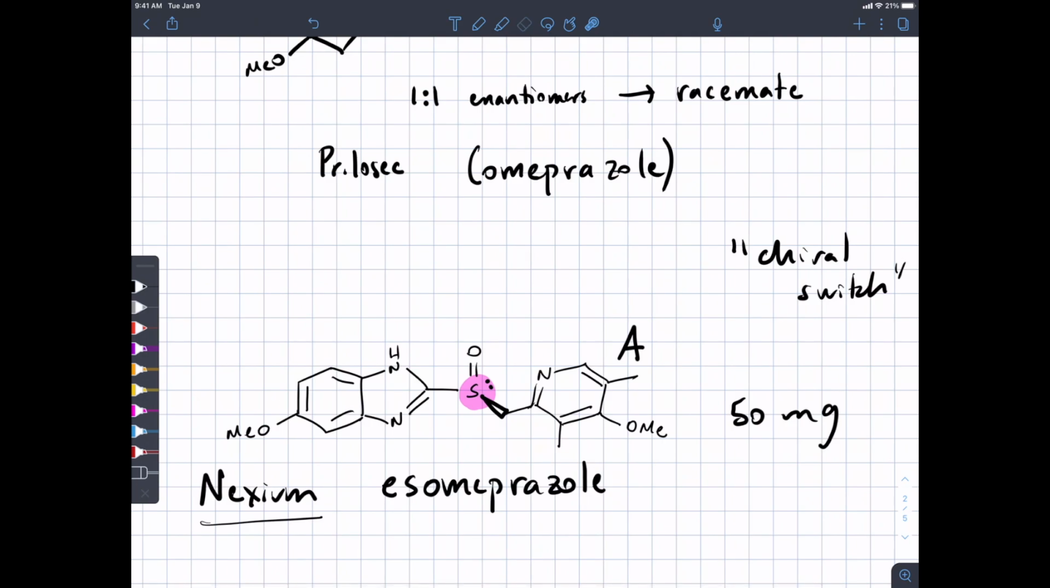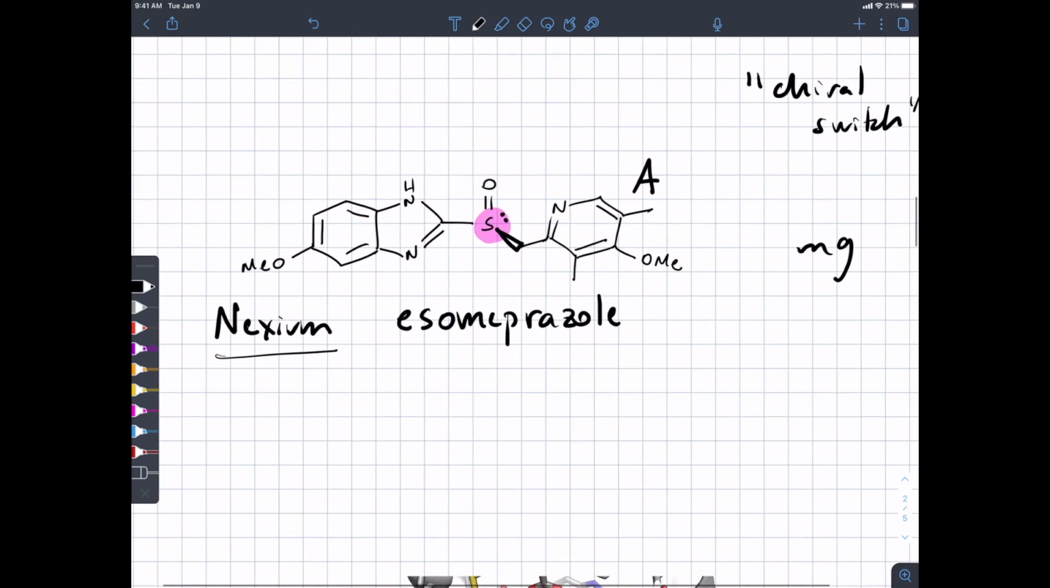They came up with the pure S enantiomer of omeprazole. If you look at the generic name for this molecule today, it's esomeprazole, and that literally spells out the S in the stereochemical configuration. And they sold this as, oh, I need to move the box, right? Sorry.